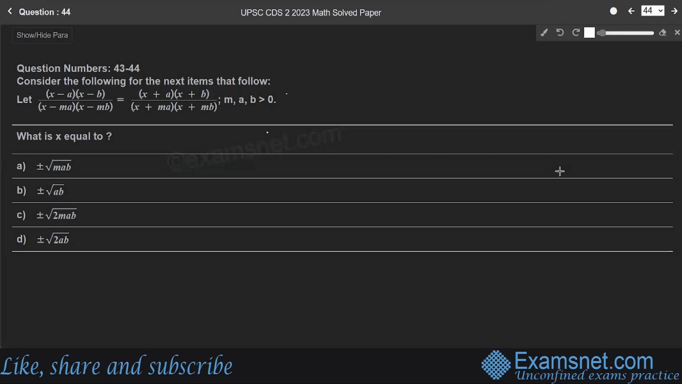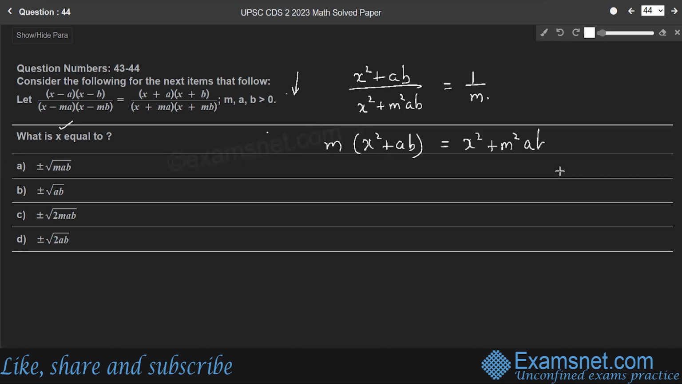Question 44. Based on the same equation, we have to find the value of x. What is x equal to? So in the previous question, we had proved that x square plus ab by x square plus m square ab is equal to 1 by m. We have already proved this, right? So let us rearrange these terms, m into x square plus ab is equal to x square plus m square into ab. Here we need to find value of x.